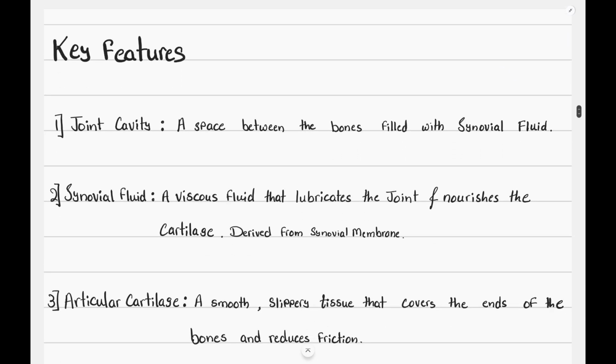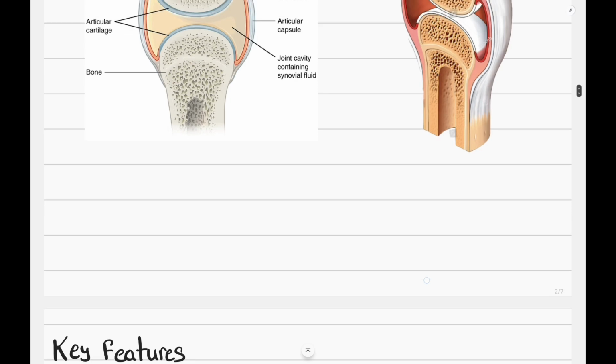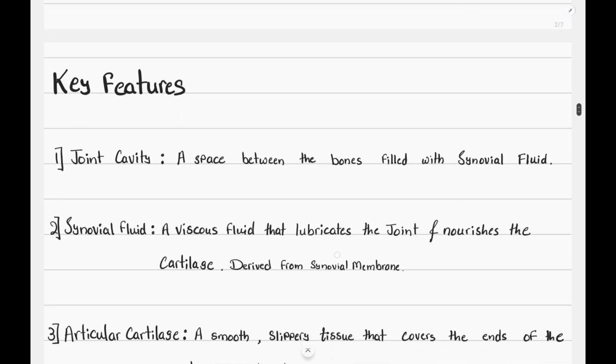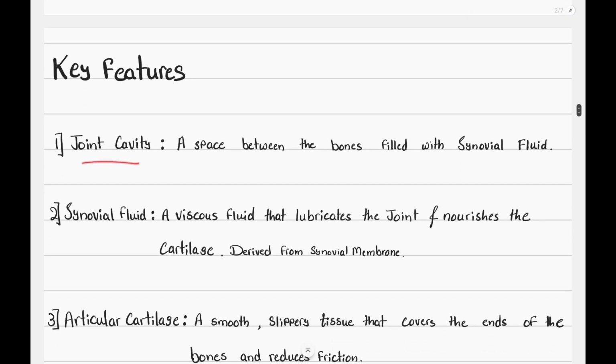So now coming to the key features of the joint, as we have discussed above. First, the joint cavity. A space between the bones is filled with synovial fluid, as I have already told you. This is the space between the bones which is filled altogether with the synovial fluid. This was our joint cavity. Synovial fluid is a viscous fluid that lubricates the joint and nourishes the cartilage. And this synovial fluid, as I've already told you, is derived from the synovial membrane.